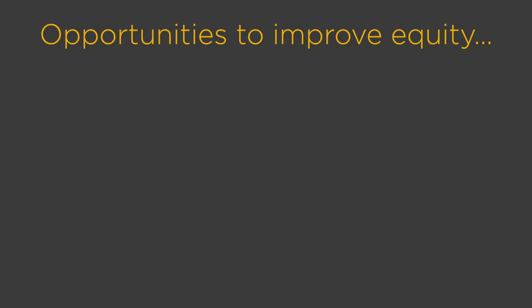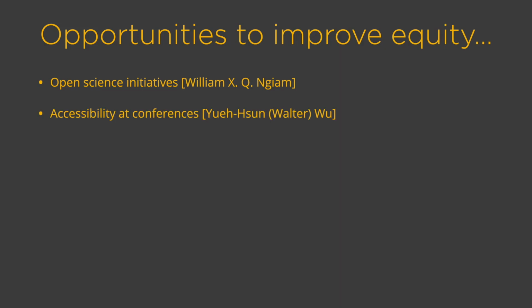Now, in addition to research, what are some practical steps you can take to improve equity as an early career researcher or otherwise? You'll hear from William next about open science initiatives. And then you'll hear from Walter about accessibility at conferences, but there are also a number of other ways that you can take action. Start conversations at your institution and in your research community about equity, accessibility, and push to ingrain that in the culture. Importantly, involve everyone in those conversations. There's a lot of power to set the tone of departmental or community culture when you have allies.